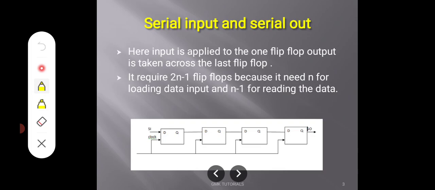Coming to the next slide, this is serial input and serial output. Based on how we apply the input to the flip-flop and how we take the output, we can classify this one as serial input and serial output. The name itself represents it: input is applied to the first flip-flop and output is taken across the last one. That means input is applied at the input side of the first flip-flop and output is taken at the last flip-flop.